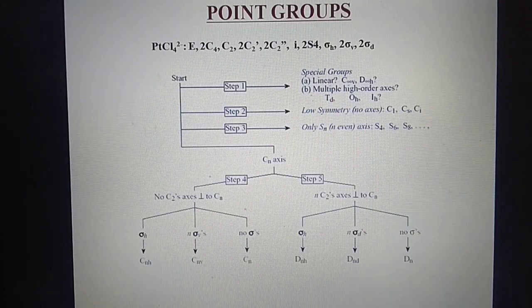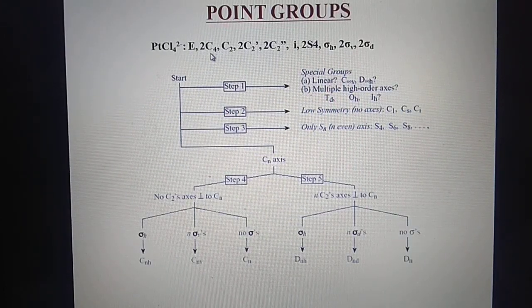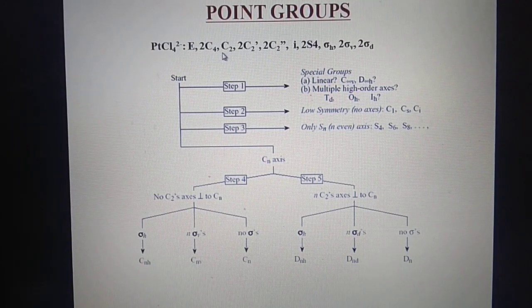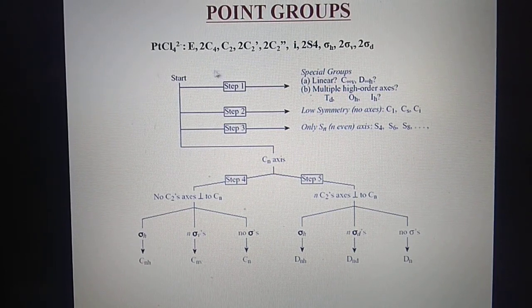Next is the square planar molecule. Now you can easily see in a square planar molecule, these are the various symmetry operations we have already discussed in previous lectures. Now there is a principal axis C4, and in addition to the principal axis there are 4 C2 axes, 2 C2 dash and 2 C2 double dash, and these C2s are perpendicular to the principal axis C4. So we will move towards step 5.